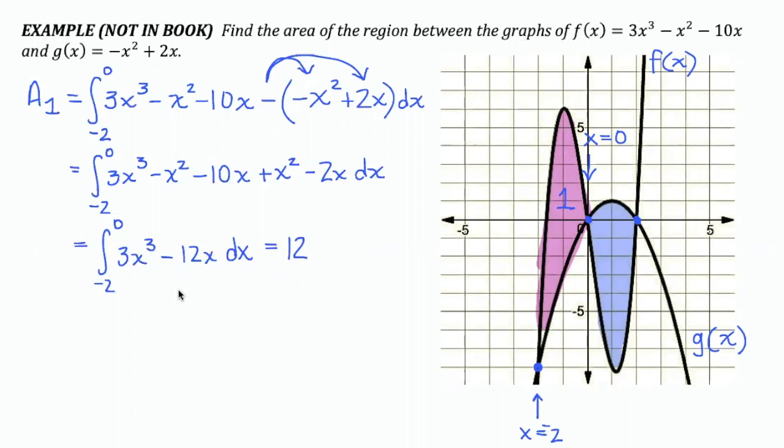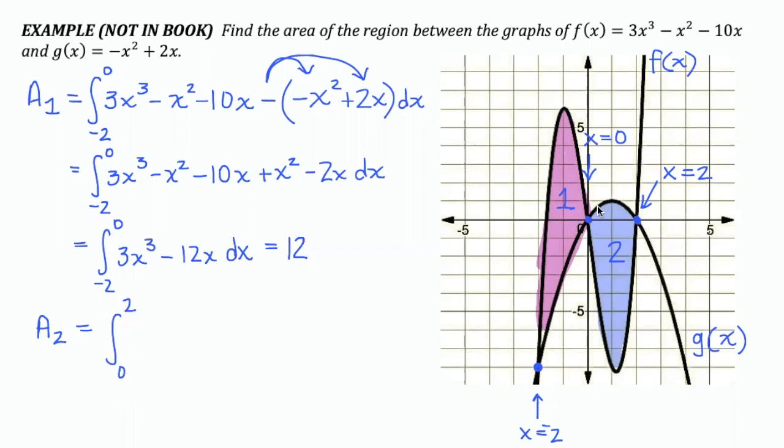Again, I feel like by now you know how to integrate this well enough that I don't need to go step by step through that. So that's my first area. Now I need to calculate the area of region 2. For region 2, my limits of integration go from a left intersection point of x equals 0 to the right intersection point of x equals 2. So this will be the integral from 0 to 2.